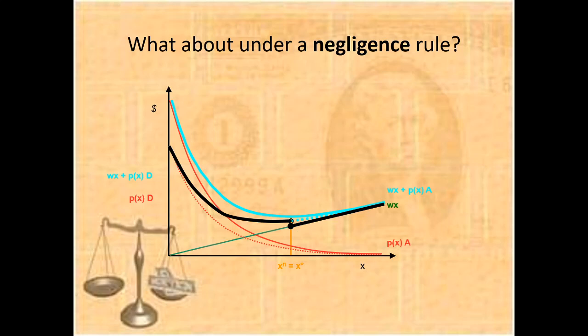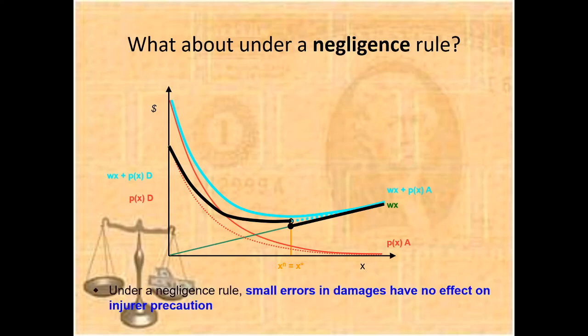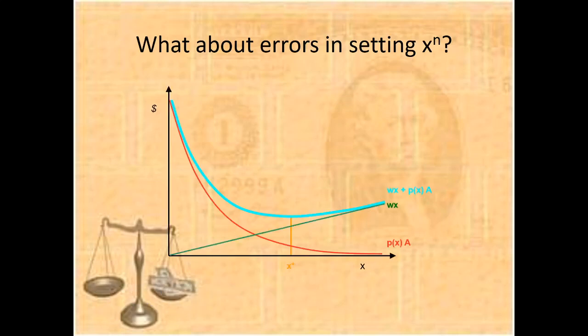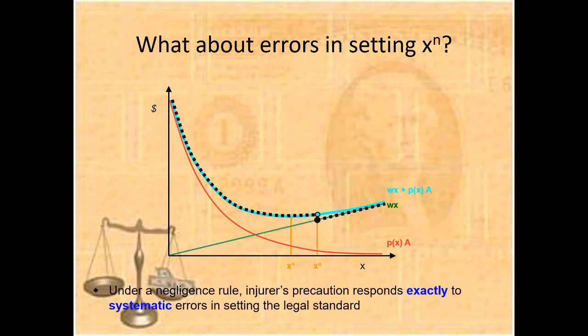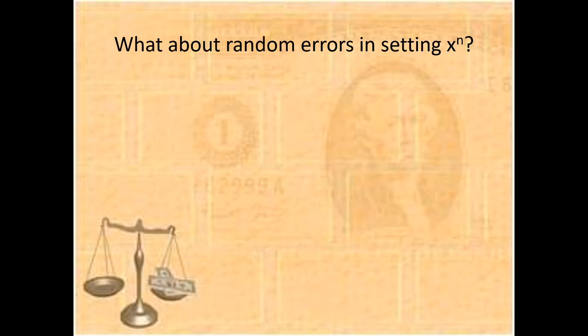So what about the negligence rule? Under the negligence rule, a small error in damages has no effect on an injurer's precaution. This is the advantage of that. When xn is equal to the standard of care, then you have this difference, right? Under the negligence rule, the injurer's precaution responds exactly to systematic errors in setting the legal standard.